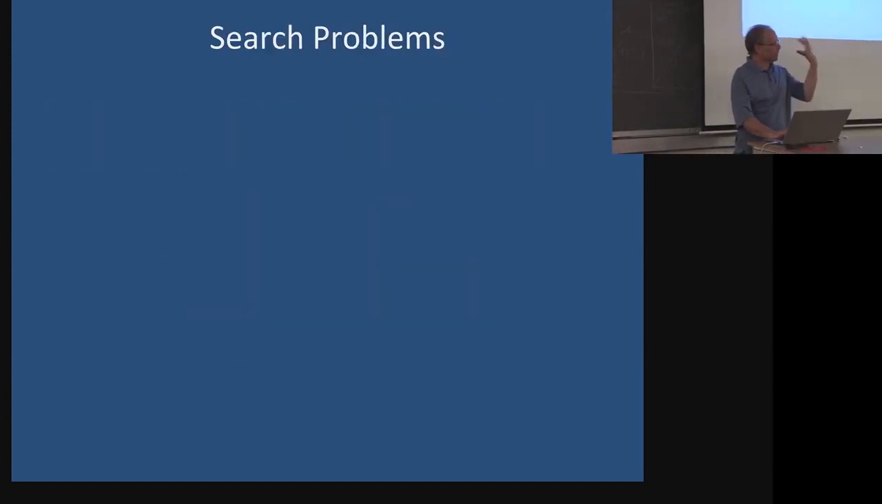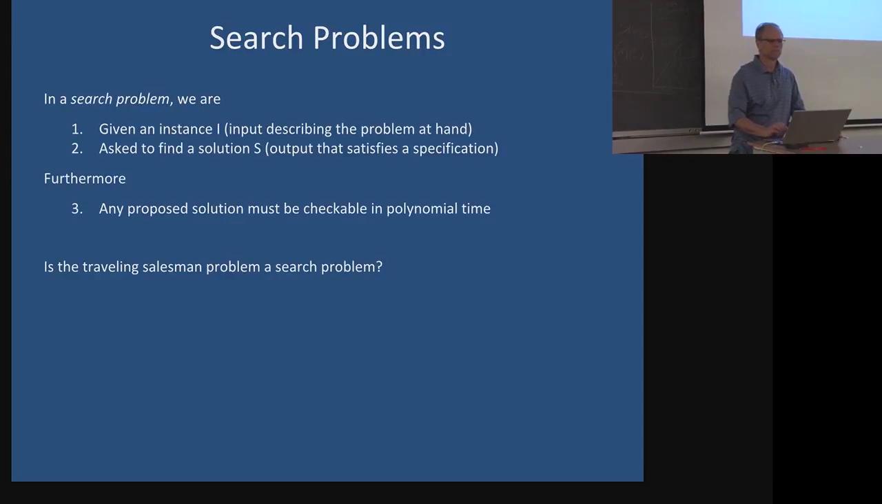Now, we're going to define what's called a search problem. We'll come back to this example shortly. In a search problem, we're given an instance I that describes the problem at hand, and we're asked to find a solution, an output that satisfies the specification. That sounds like a lot of things we do. But the other requirement we're going to make is that any proposed solution must be checkable in polynomial time.